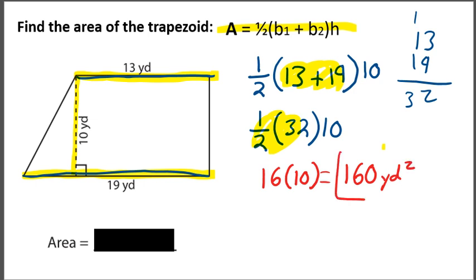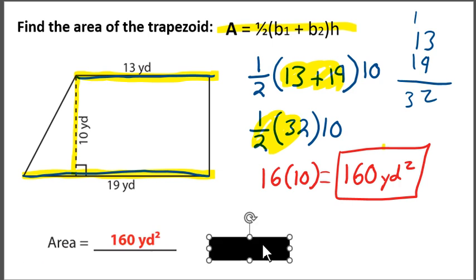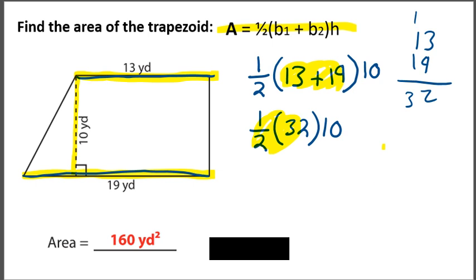Now, it's always good to double check your work. Let's double check our work now. Boom, it is 160 yards squared. Now, that is one way of doing it. Another way to look at it is to simply say this. Let me go ahead and erase this bad boy.